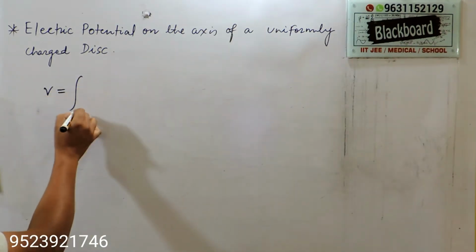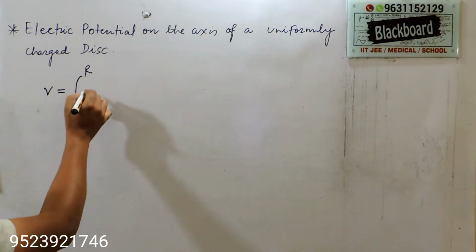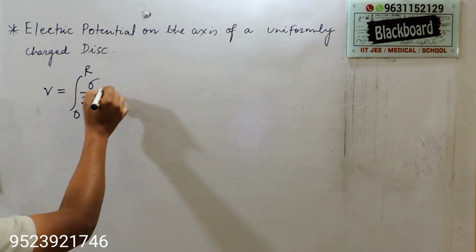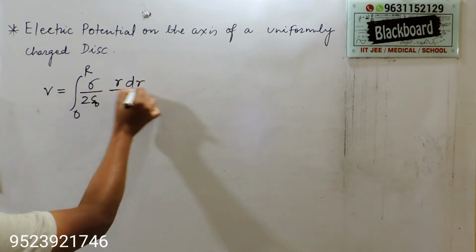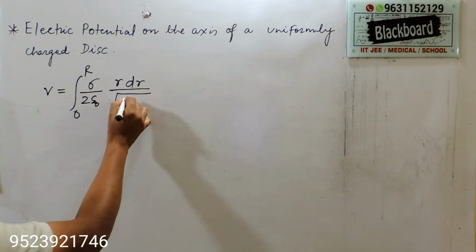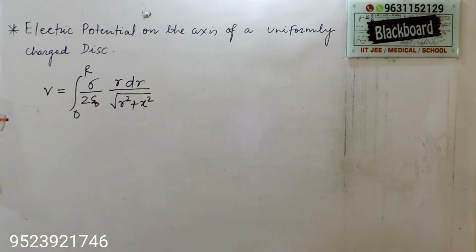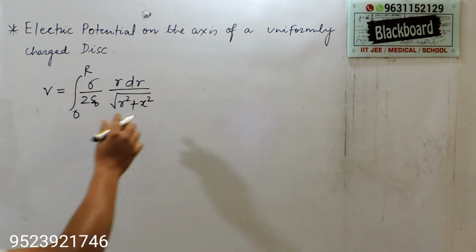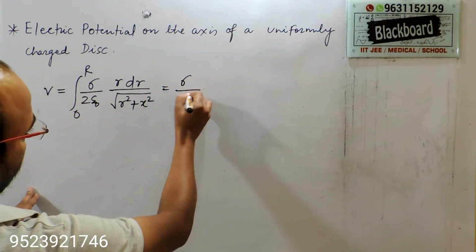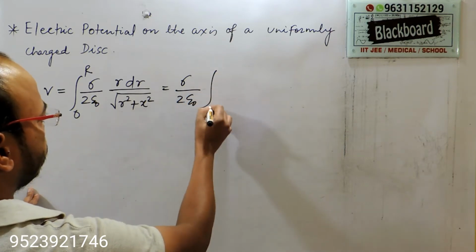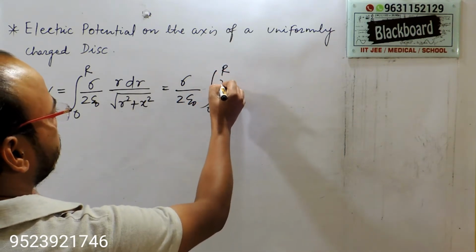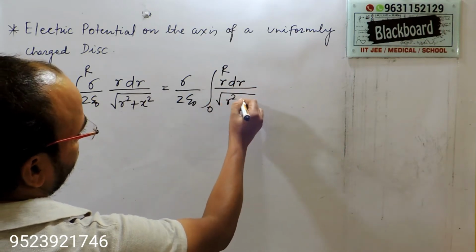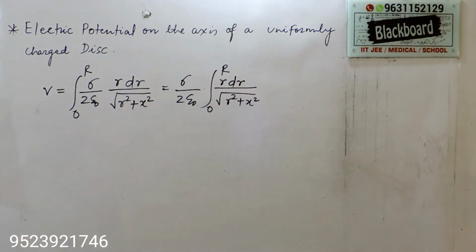V is equal to integral from 0 to r of sigma by 2 epsilon naught, r dr over root of r square plus x square. Now this term is constant. Constants we take outside the integration. That means you can write this as sigma by 2 epsilon naught, integral from 0 to r of r dr divided by root over r square plus x square.